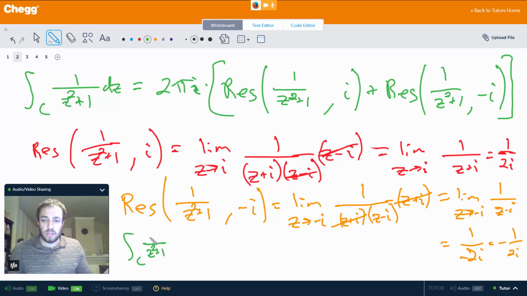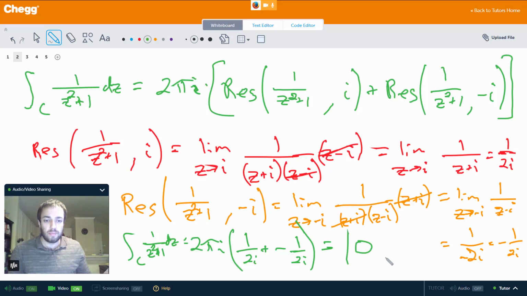Okay, now if we go back to here, what we have is this integral over C of 1 over z squared plus 1 dz is equal to 2 pi i times the sum of the residues. But what we see is that, remember, the first residue was 1 over 2i, and then plus the second residue, which was minus 1 over 2i. Well, the sum of the residues is actually just 0, so the entire thing is just 0, okay? So that's what we have going on there.